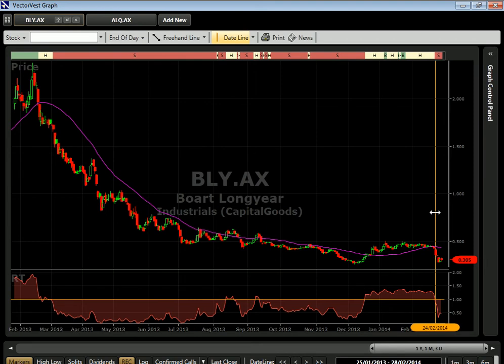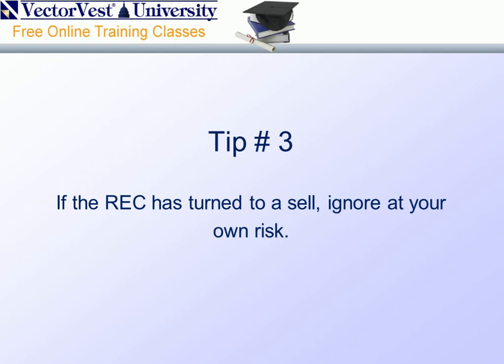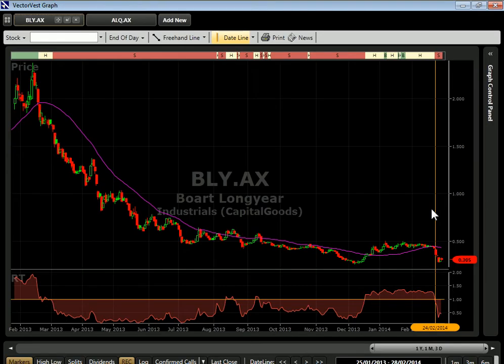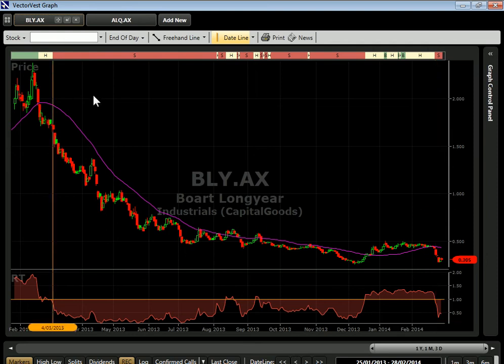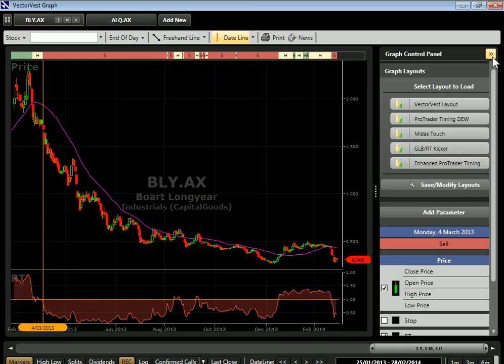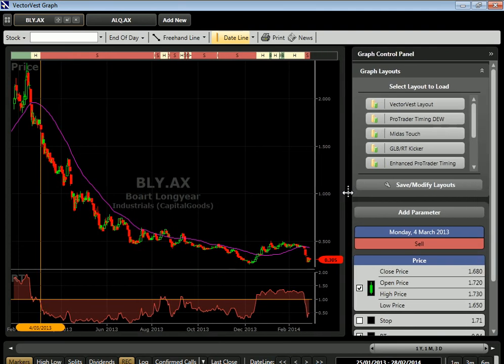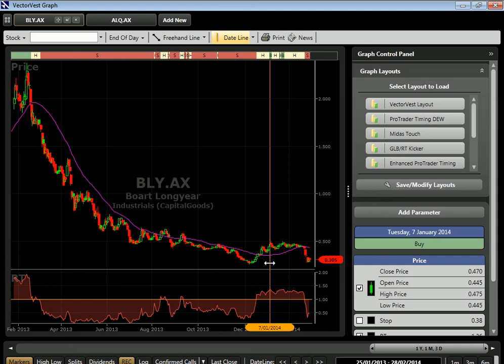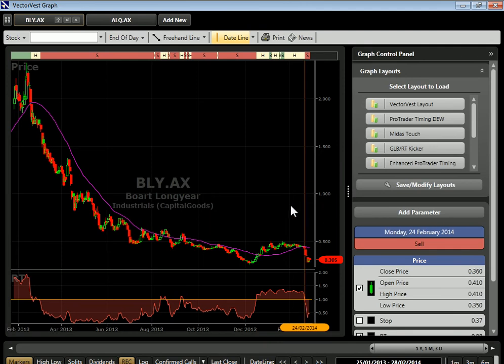So let's move right into tip number 3. If the recommendation is turned to sell, ignore it at your own risk. So let's go right back to the graph. And here again, when we say ignore a sell signal at your own risk, look here as the stock received a sell signal, and at that stage the stock price was still at $1.68 a share. We did not receive a buy recommendation whatsoever until the stock got all the way down to 47 cents a share. So that is quite a fall in share price. And yet again, we've received another sell signal on a current basis at 36 cents a share. So just following the sell recommendations can save you a bundle of money.